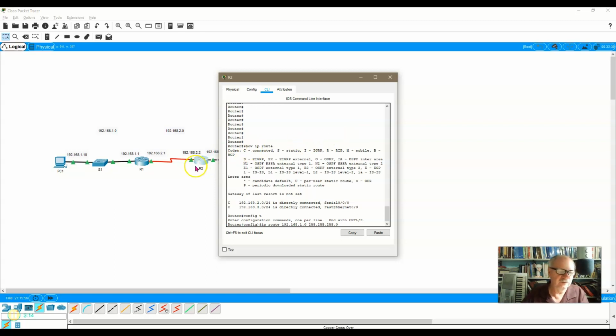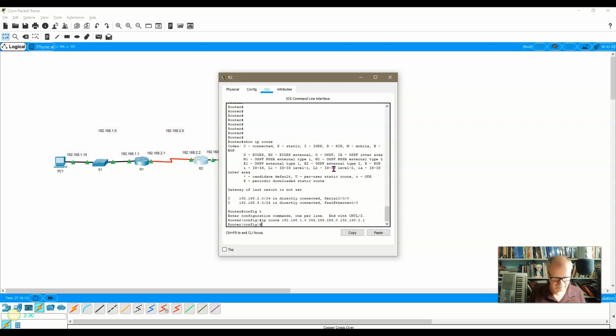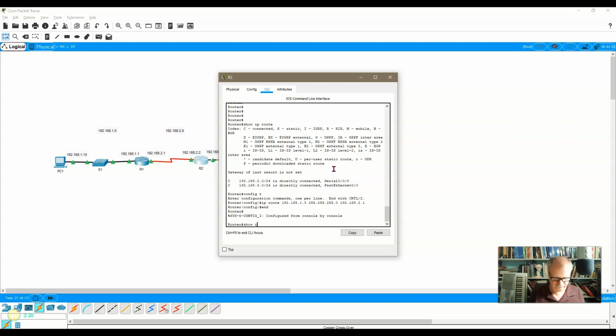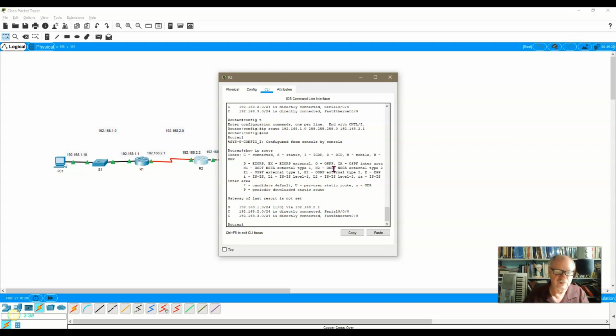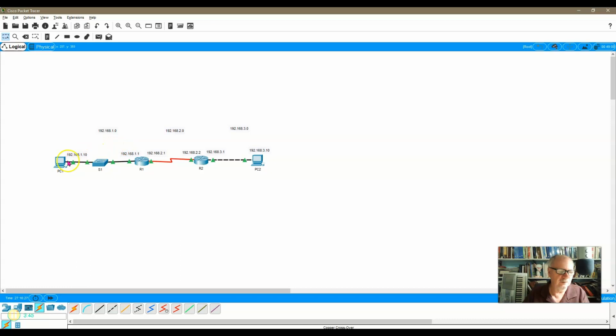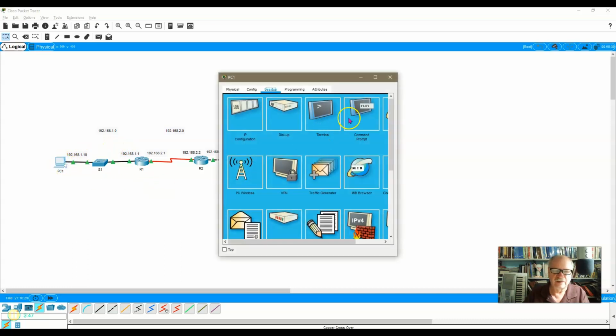We need to tell it what interface. Well, that would be this interface, 192.168.2.1, where it enters this next router. 192.168.2.1. Now let's do a show IP route. And sure enough, there's our statically configured route. Now we should be able to ping anywhere on here. So let's try that out.